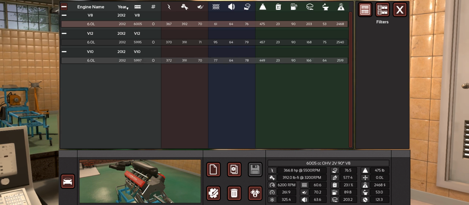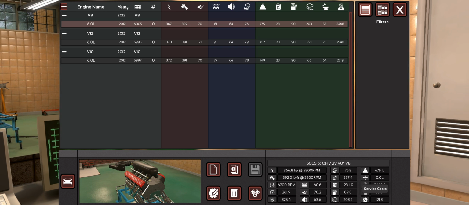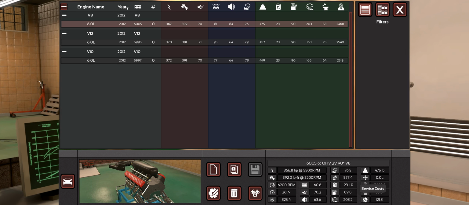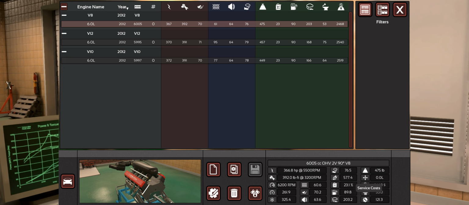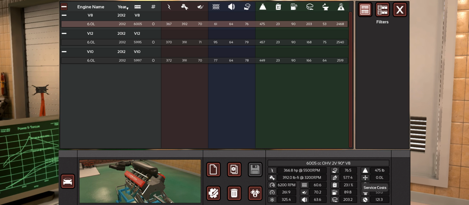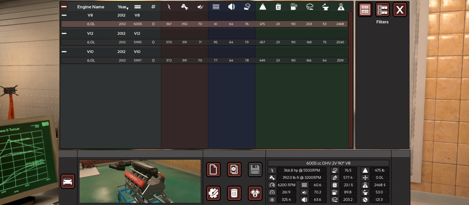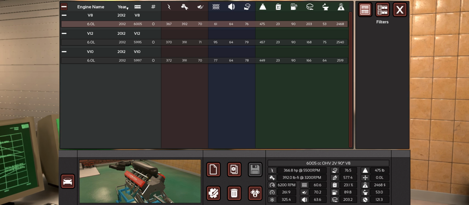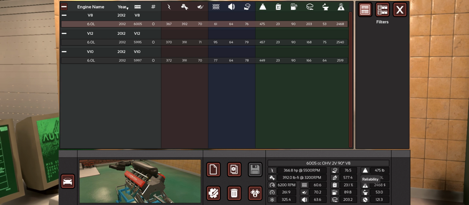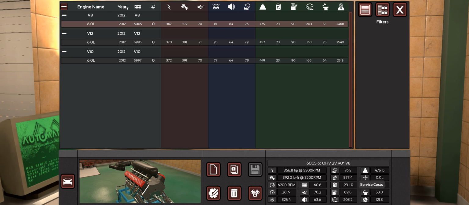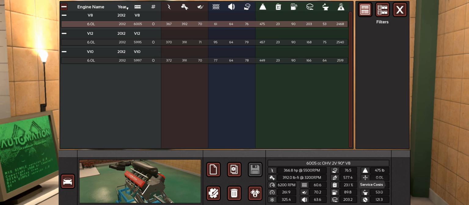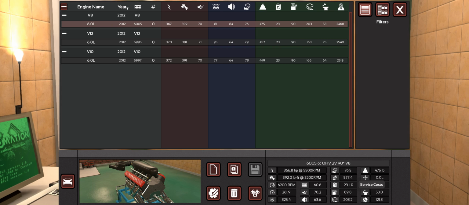So, we're going to be taking a look at service costs. The V8, $577.4 a year, which is a lot. That's a lot of money to put into an engine every year. Reliability value is fine, but just due to the higher displacement, higher complexity of the engine, that's to be expected.